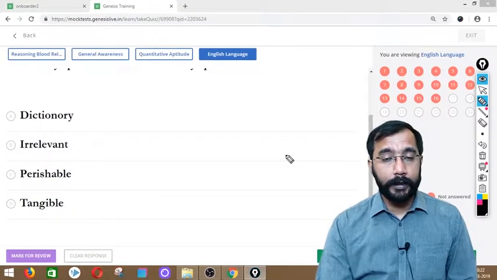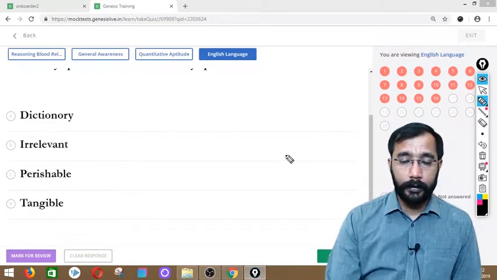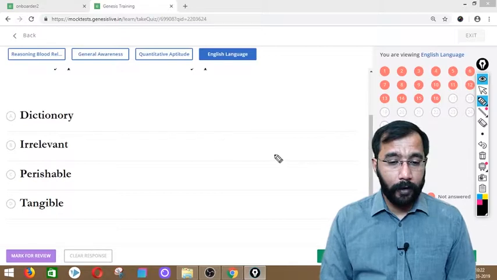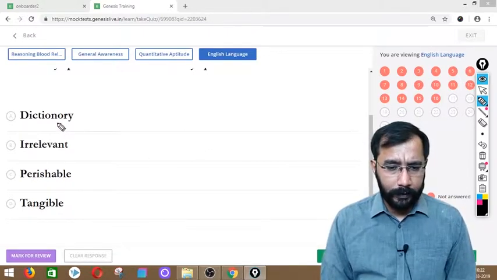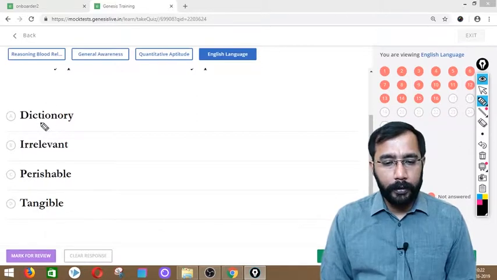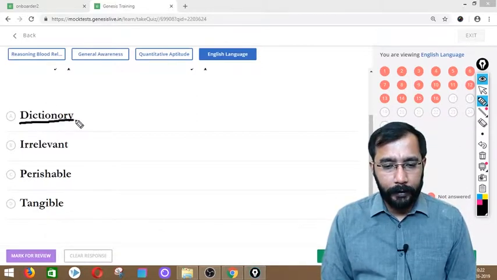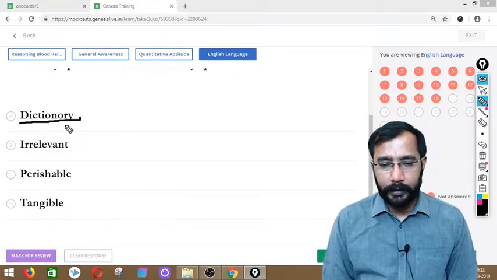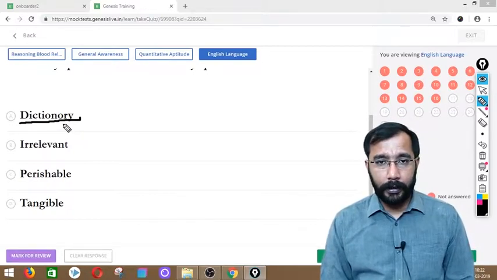All right, the next question is again to correct the wrongly spelt word. The given options are dictionary, which is very incorrect, irrelevant, perishable, tangible. Dictionary, over here the right spelling for dictionary is D-I-C-T-I-O-N-A-R-Y. All right, so that's why dictionary has the incorrect spelling over here.